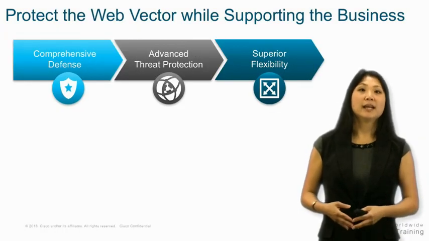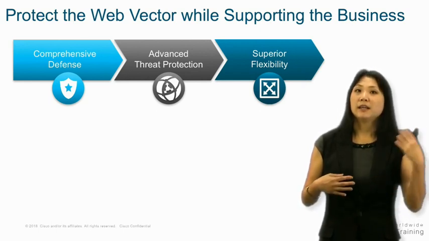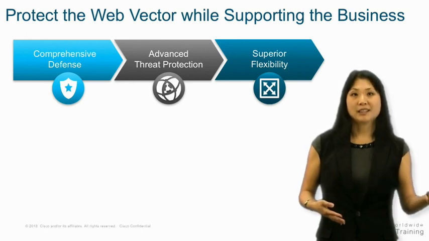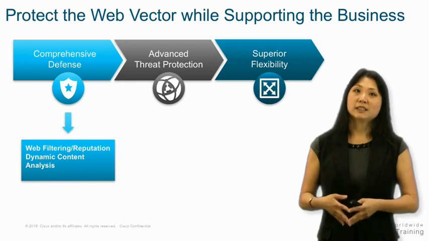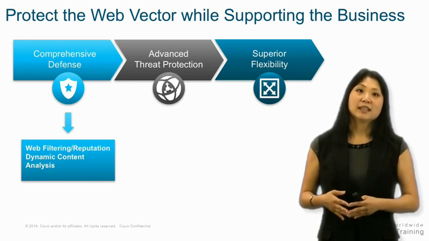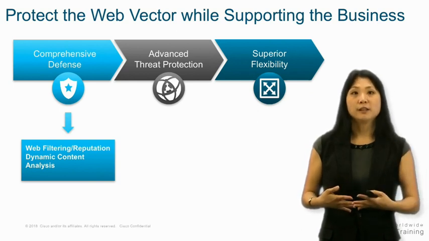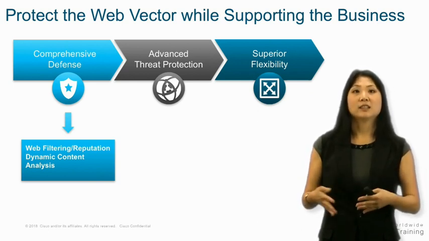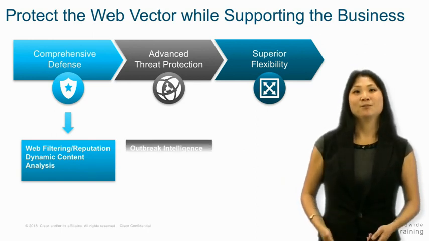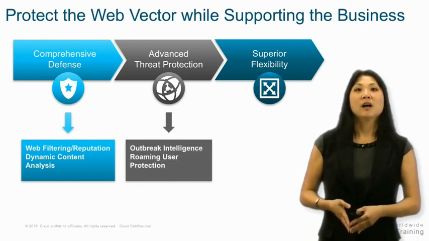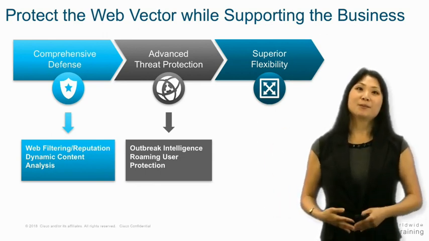Cisco Web Security can help with protecting web traffic, both through inspection and from a control perspective. Web security can help stop users from accessing malicious websites by either filtering on reputation or by using dynamic content analysis, which basically scans that web page to see if there's any malicious content hosted on it. And with AMP integration, web security can keep track of every file that's downloaded, just in case it turns out to be malicious later.